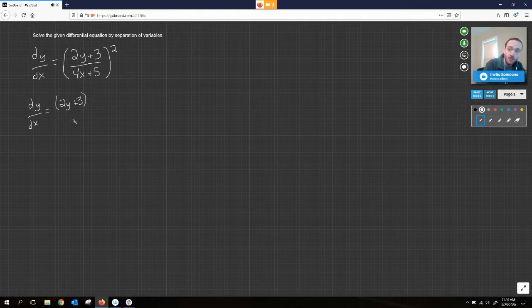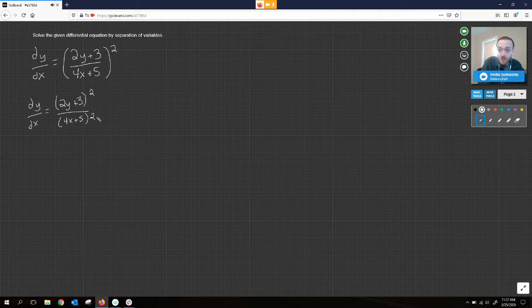Let's make that a little clearer. It's going to be squared, over 4x plus 5, squared as well. So then I want to move these to their appropriate sides.